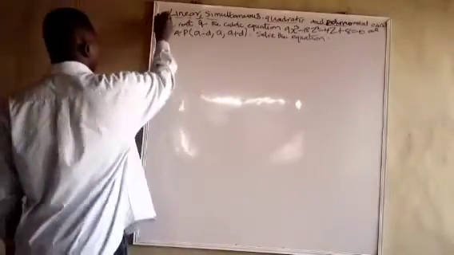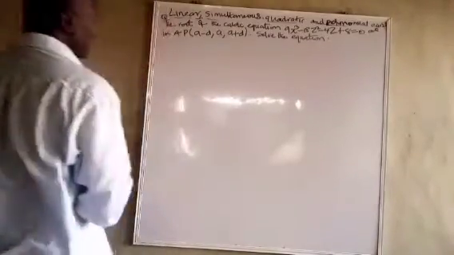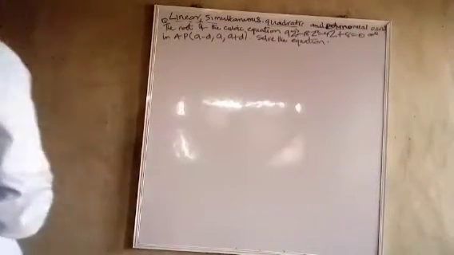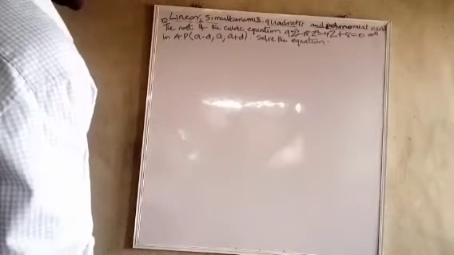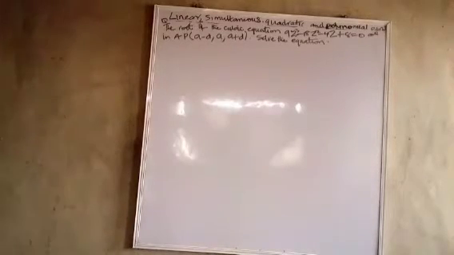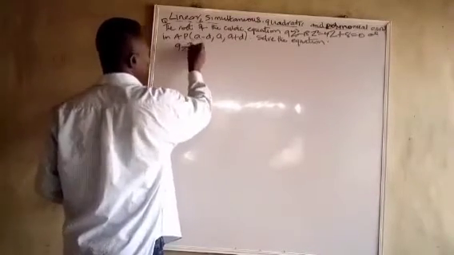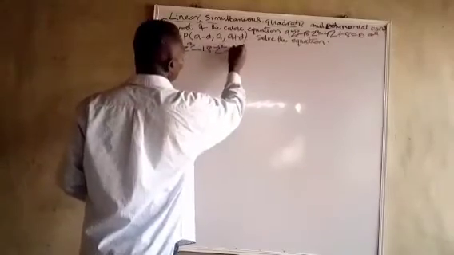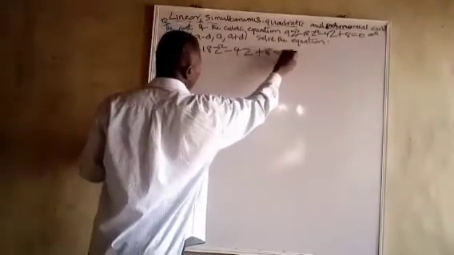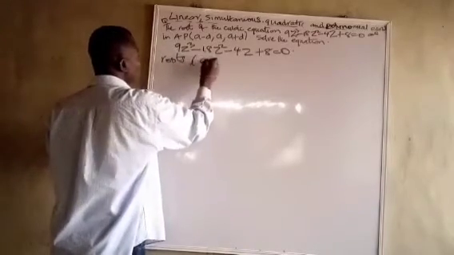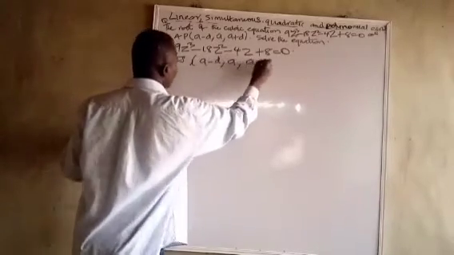The roots of the cubic equation 9z cubed minus 18z squared minus 4z plus 8 equals 0 are in AP, arithmetic progression, a minus d, a, a plus d. Solve the equation. Now the equation we have is 9z cubed minus 18z squared minus 4z plus 8 equals 0, and the roots are a minus d, a and a plus d.